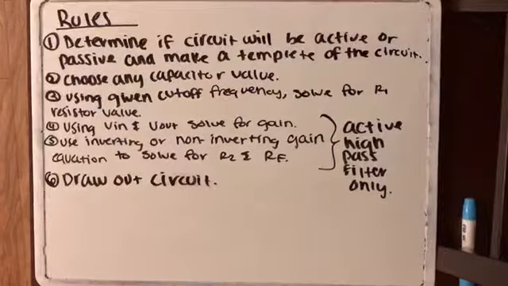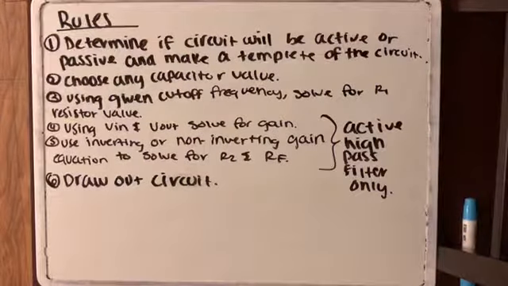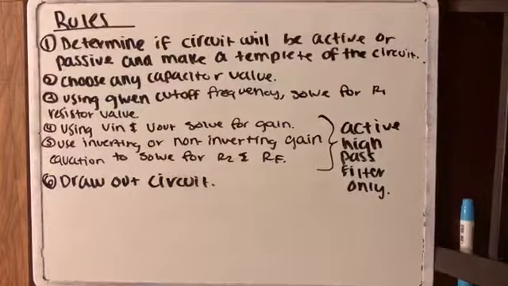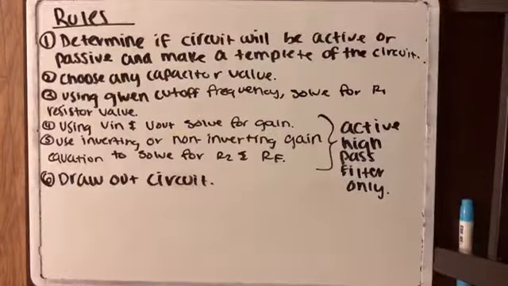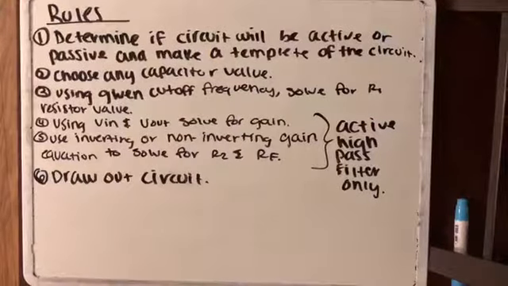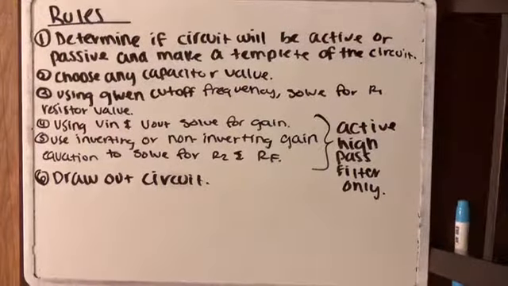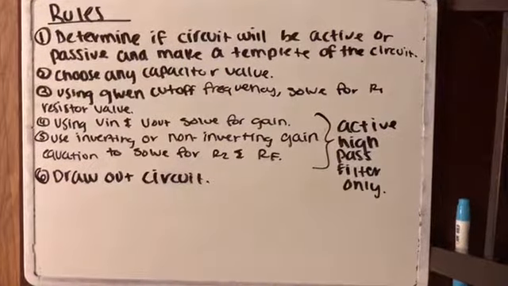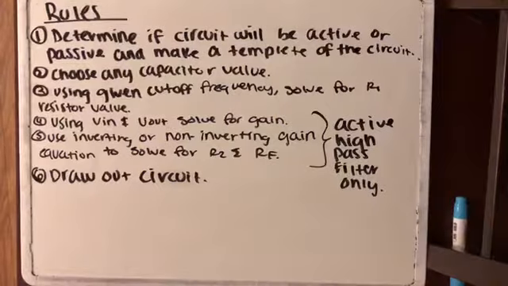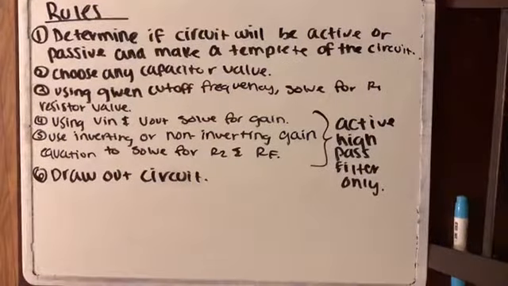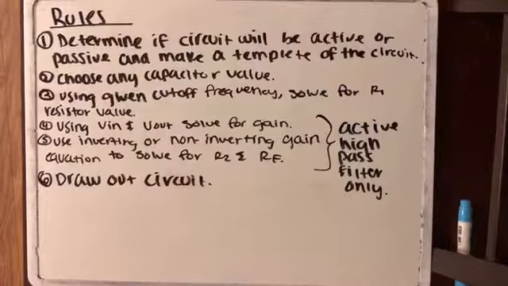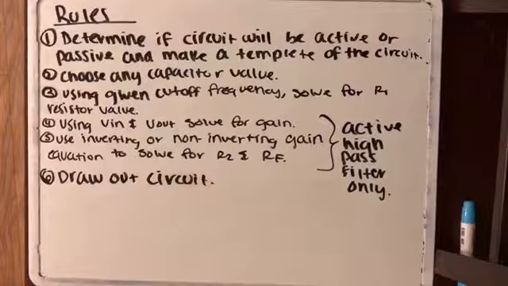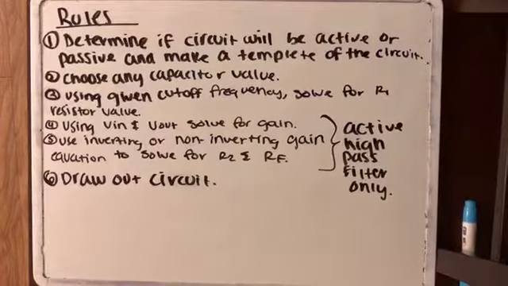We came up with a 6-step process to solve design problems. Rule 1 is to first determine if the circuit will be active or passive and make a template of the circuit. Rule 2 is to choose any capacitor value. Rule 3 is using the given cutoff frequency, solve for the R1 resistor value. Rule 4 is using the V in and V out, solve for the gain. And Rule 5 is to use the inverting or non-inverting gain equation to solve for R2 and RF. But Rules 4 and 5 are only required for the active high-pass filter, not the passive. And Rule 6 is to draw out the circuit.